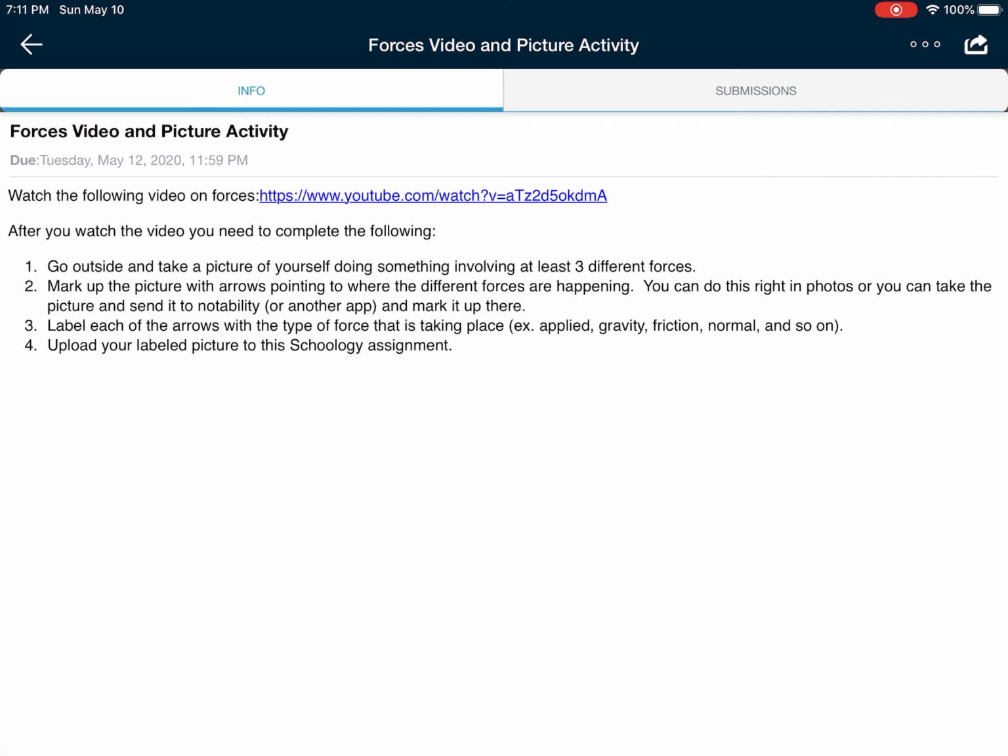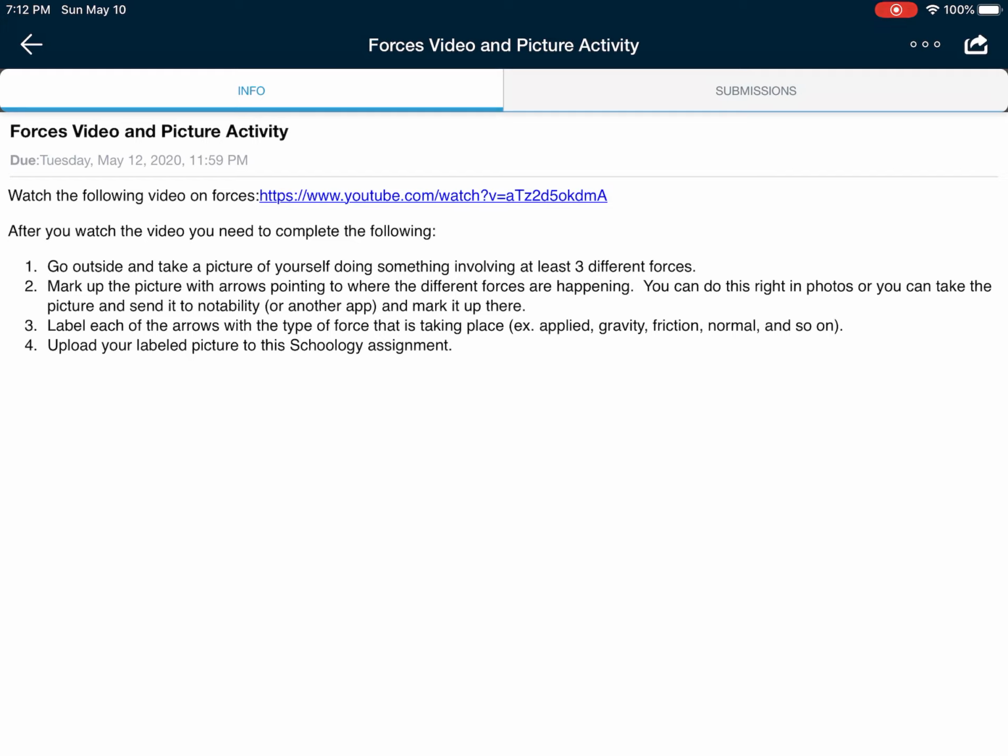Then your assignment or activity for the day is outlined in 1 through 4 here. So yes, we want you to go outside and take a picture of yourself doing something that involves at least 3 different forces. Have fun with it, be creative. Once you've taken that picture, take it a step further and show me what forces are acting on or in that picture.